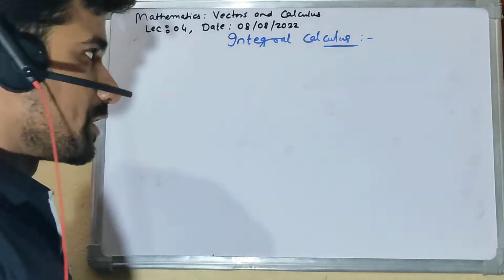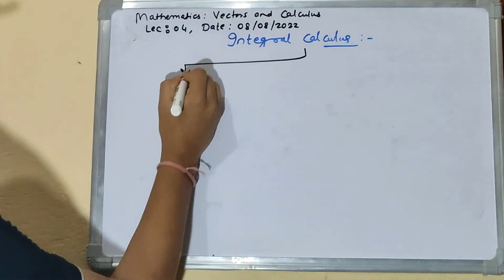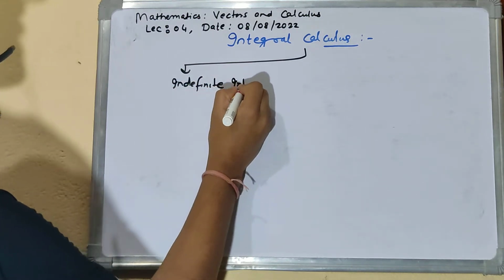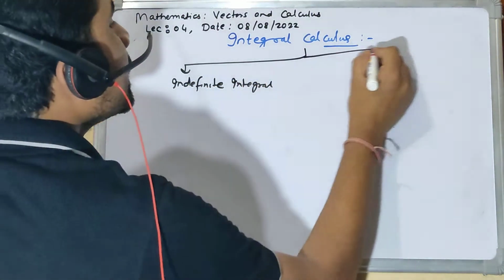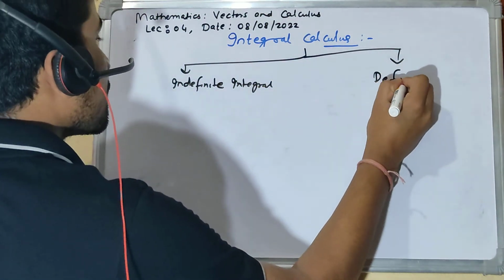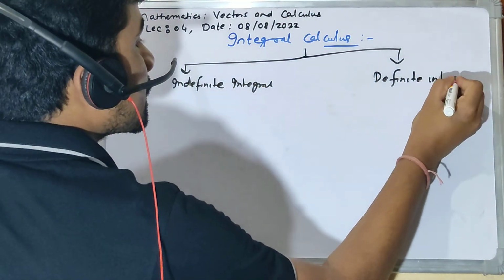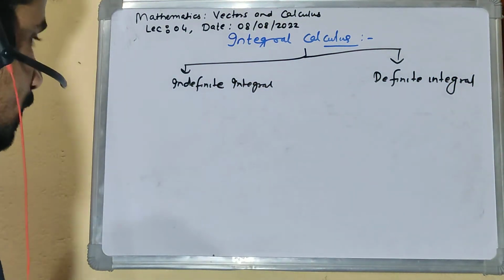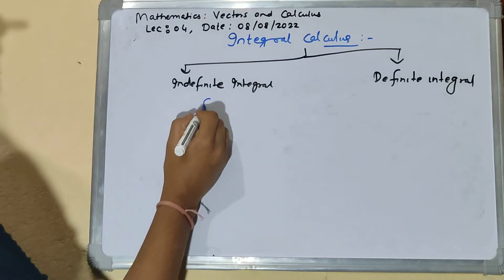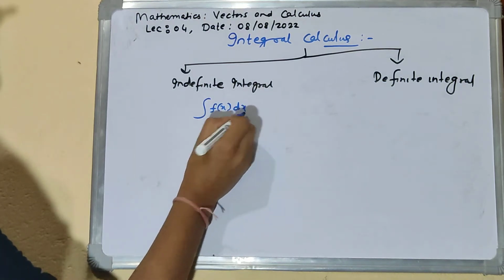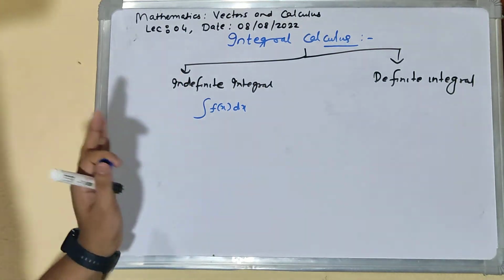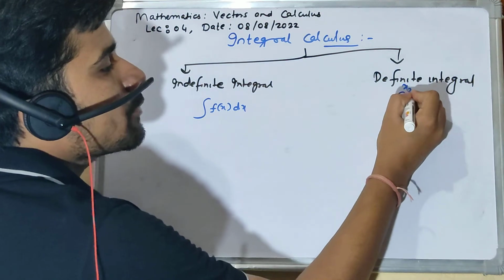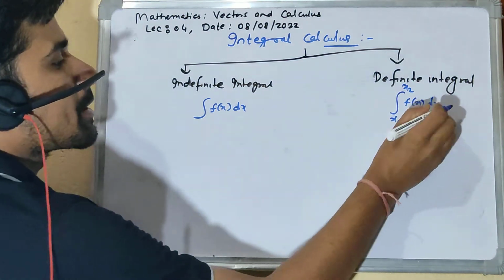There are two types of integration. One is indefinite integration, or indefinite integrals. The other is definite integrals. Indefinite integrals means when we write the integration of f(x) dx, we won't place a limit. But in the case of a definite integral, we'll have a fixed limit, a definite limit.